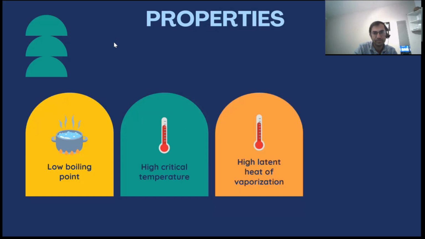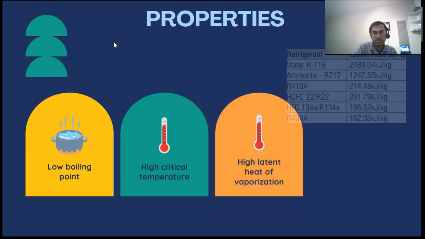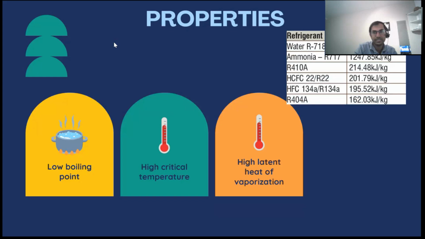Now, high latent heat of vaporization. If you see, the latent heat of vaporization is already tabulated. For R410A, it is 214.48 kilojoule per kg, and all the others are listed. High latent heat of vaporization is always necessary for the refrigerant, and in the selection of the refrigerant, it is one of the most important criteria. We will see it in detail later on.